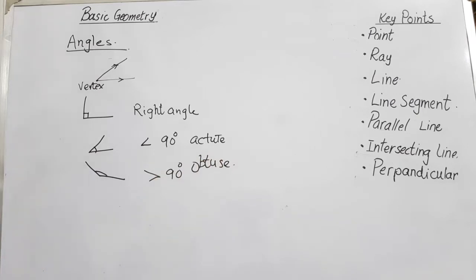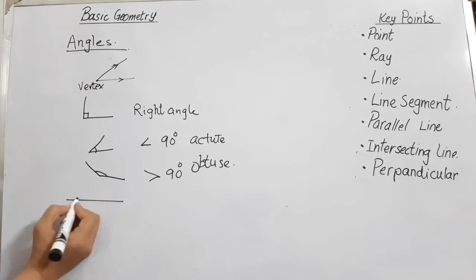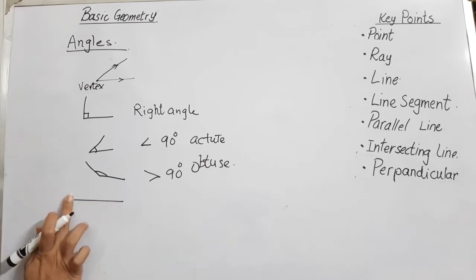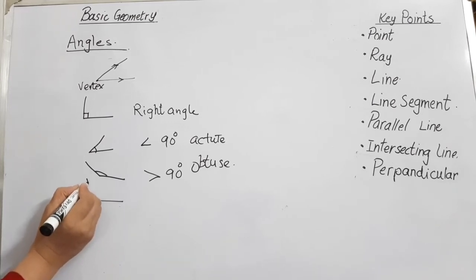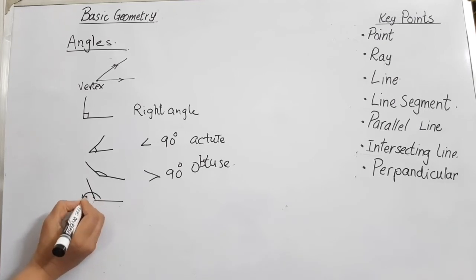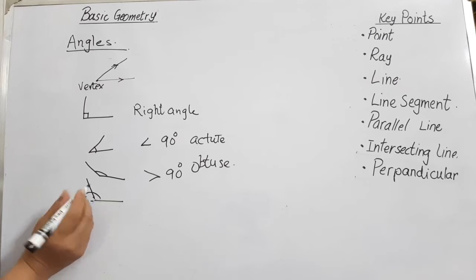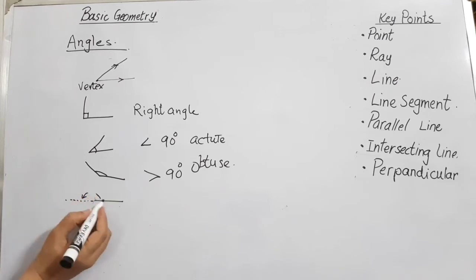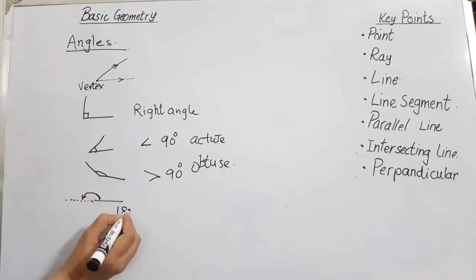So these are three types of angles, and one more angle is when the line becomes straight. For example, if this line is here and we shift this clockwise here, then it will be an angle of 180 degrees, a straight angle.